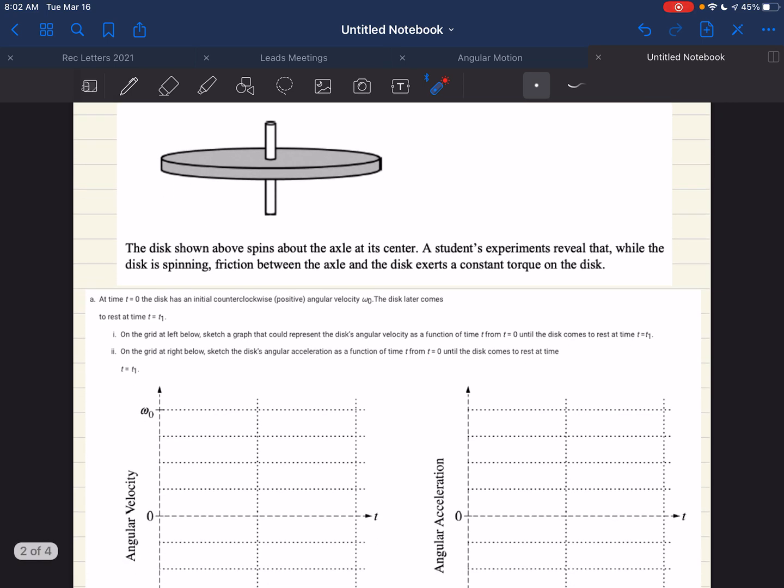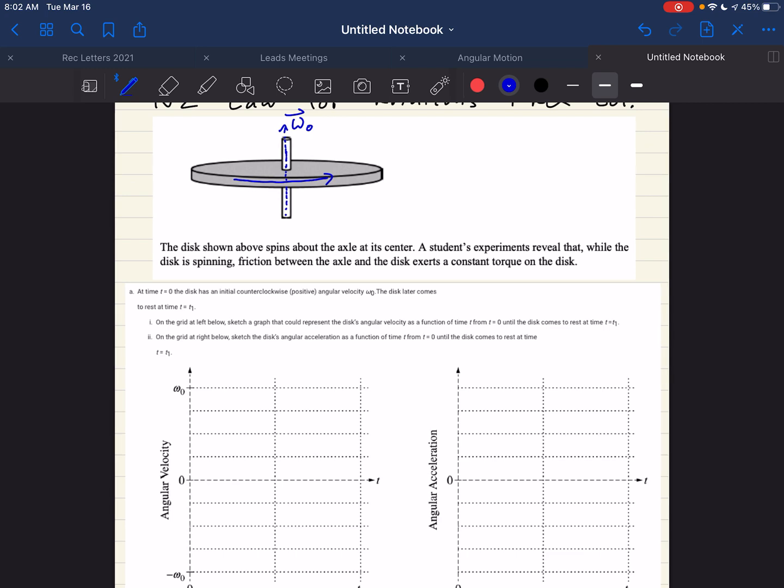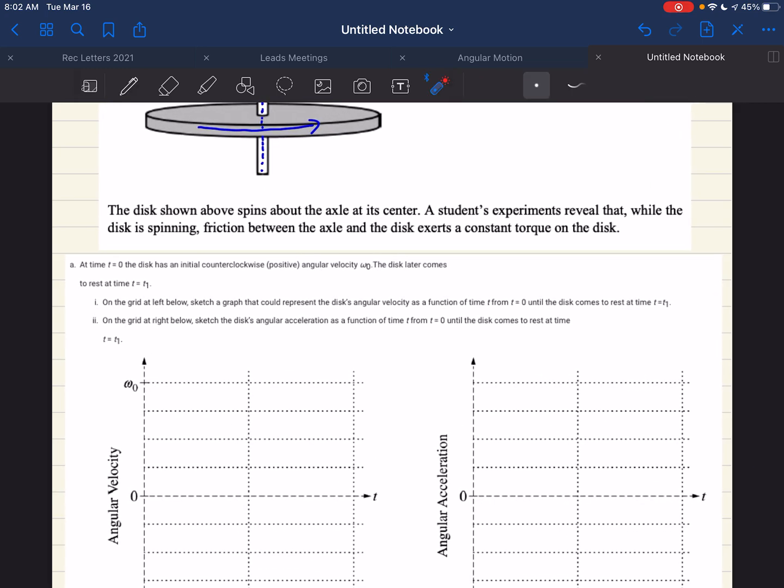They tell us that at time t equals 0, the disk has an initial counterclockwise positive angular velocity. So counterclockwise, I assume they mean looking down on the disk. So that would mean it's rotating kind of in that direction. And the rotation axis would point up through its center, kind of like that. That would be the actual vector direction for that initial angular velocity. The disk later comes to rest at time t equals t1, and we're asked to sketch a couple graphs.